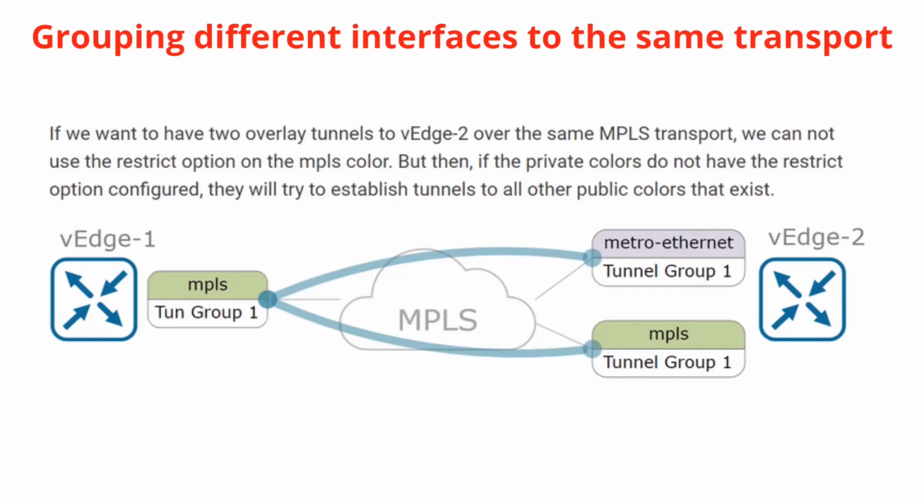But by default, if they have a Cisco SD-WAN solution, what is the default behavior? By default, they will still be able to form tunnels with us. But what if you put these guys into this tunnel group? Now see how powerful this feature is, right?